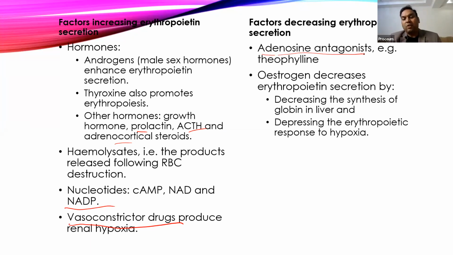Then the estrogen hormone, which has the opposite effect to that of testosterone, will decrease the formation of globin chain in the liver, and it also decreases the effect of erythropoietin on the erythropoiesis, and also decreases the response of the erythropoietin to the hypoxia. And that's why females have a low RBC count as compared to males.